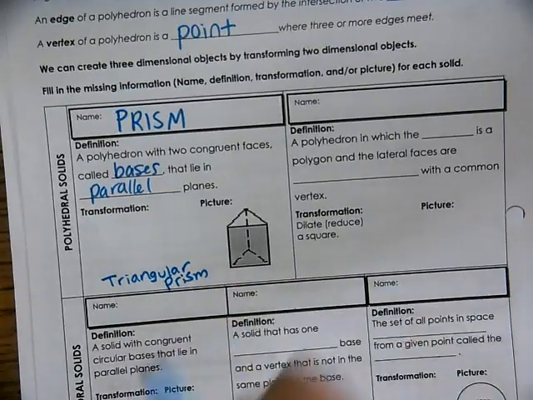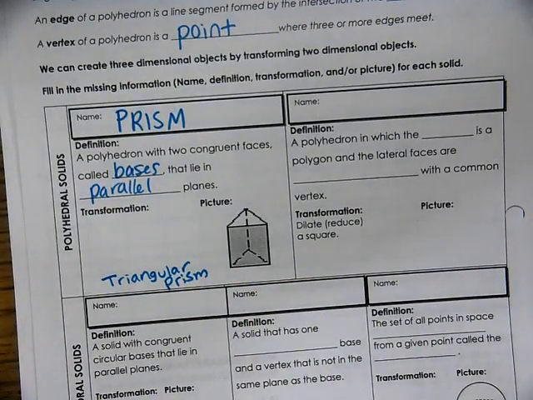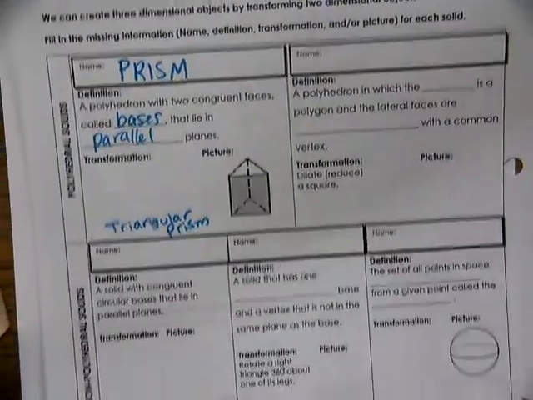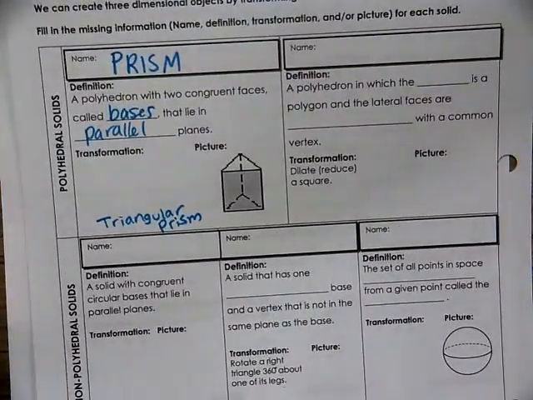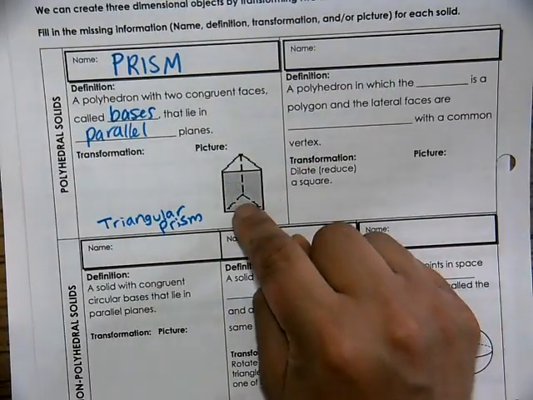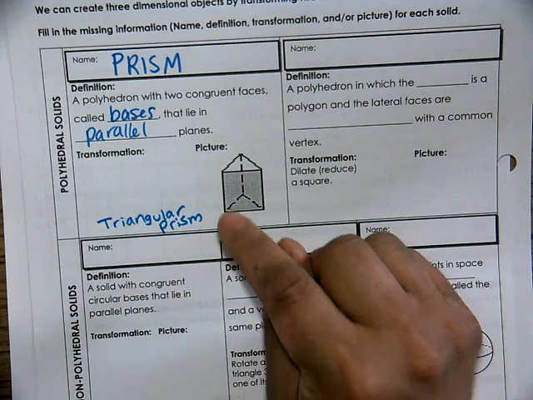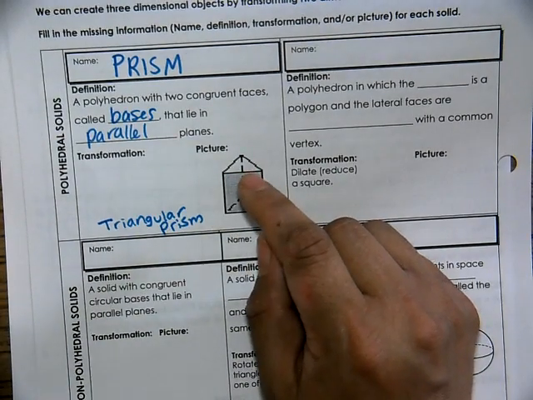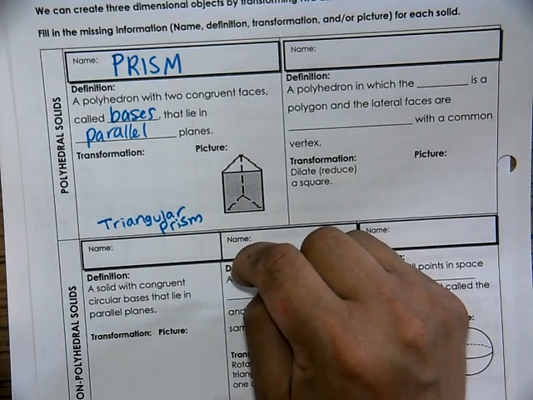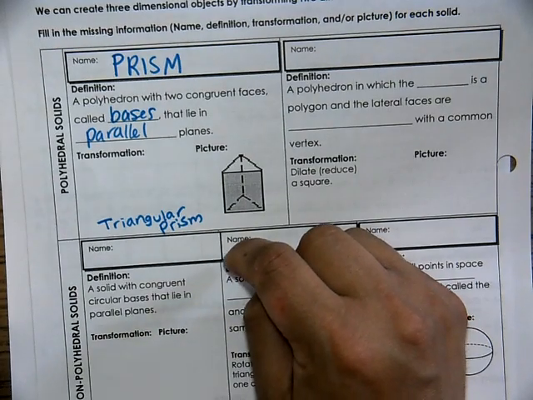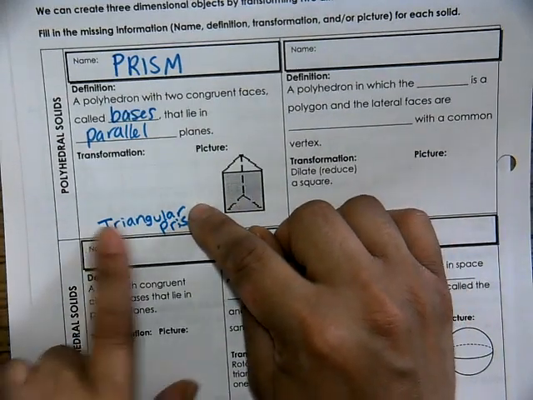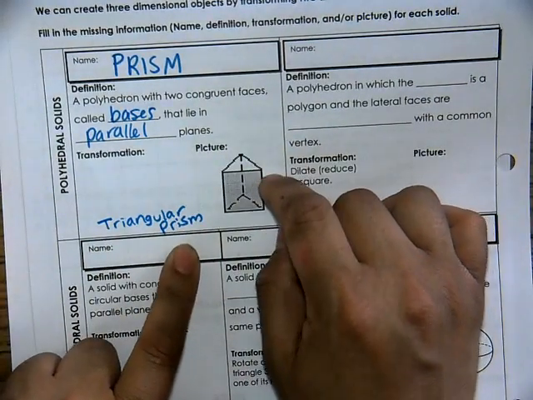We can name prisms by whatever the base is that you see. So if I see two triangles that are parallel to each other, those are my triangular bases, and I'm going to call it a triangular prism. What if these triangles instead were pentagons or octagons or any other shape that is a polygon? You can name it with that. So there's such a thing as a pentagonal prism, an octagonal prism, a hexagonal prism. Those are all different words that we can say for different types of prisms.